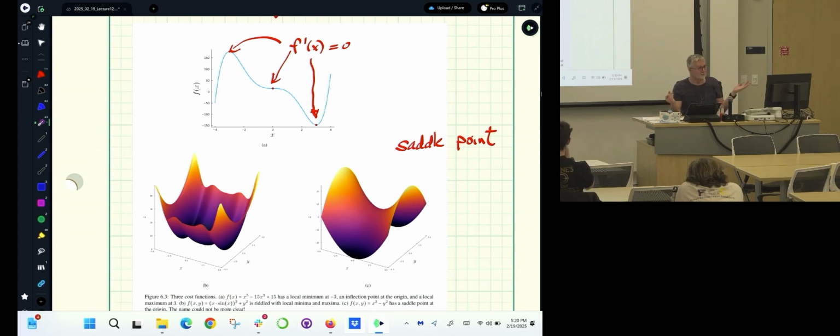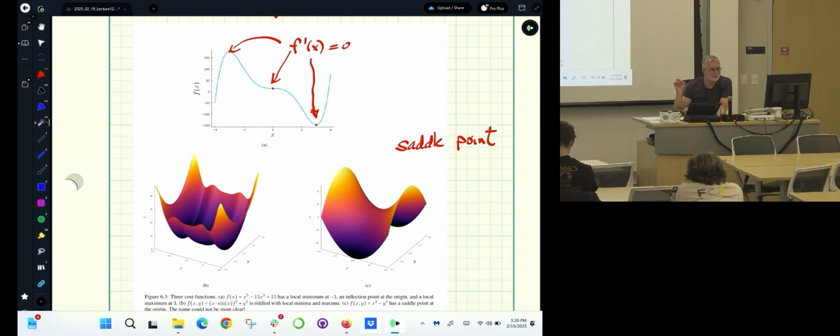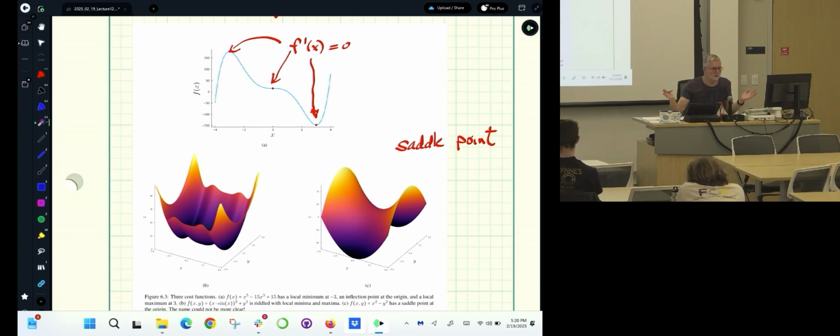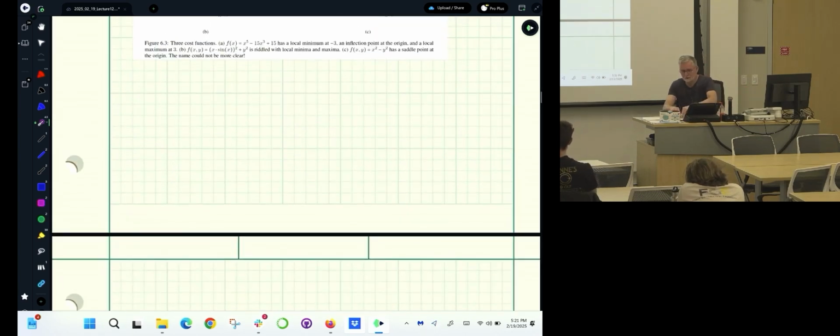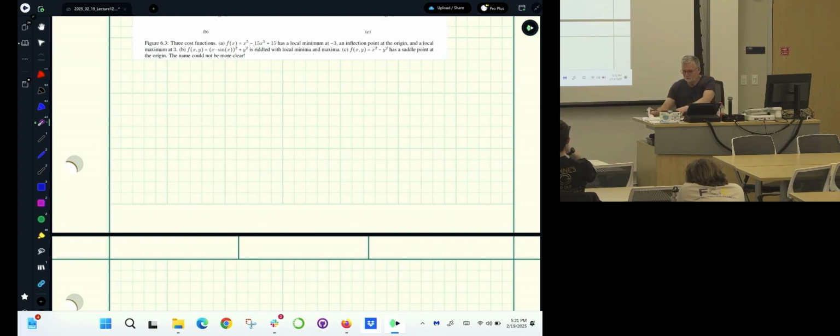How do we do that? You could just discretize space and evaluate the functions and do a brute force search, but that doesn't work very often. So you need to do something better than that.